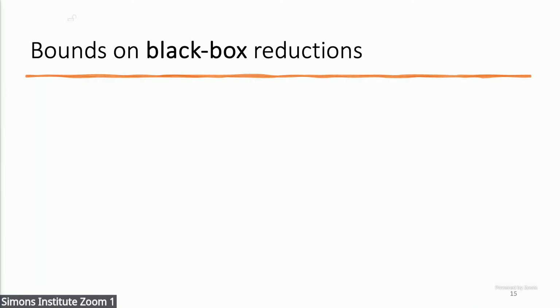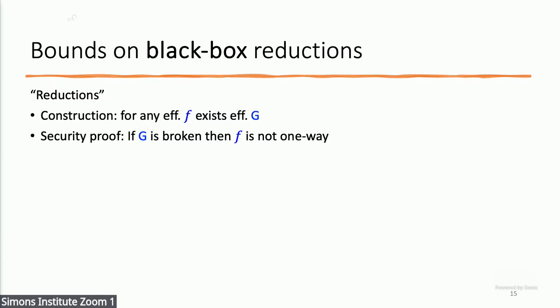The way we're going to answer it, the negative answer, is about bounds on black box reductions. And what is a black box reduction? Let's start with what reductions are. A reduction is what we did now. Starting from any efficient f, we want to construct a pseudo-random generator G such that we have a security proof: if G is broken, then f is not one-way. That's basically what we did before.